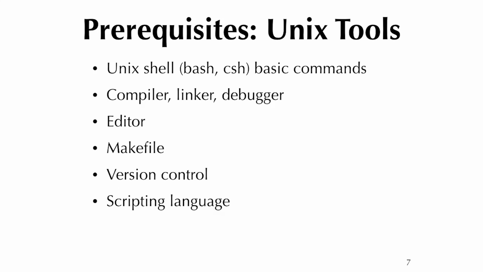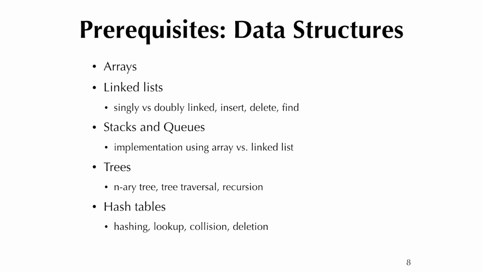Version control, well, you do it on your own. We use Git, but if you use SVN or some other thing, more power to you, but Git is okay. A scripting language can help. I mean, we don't require one, but we ask you to be able to learn it quickly. Data structures, certainly I mentioned those. Arrays, linked lists, stacks, queues, trees, hash tables. If any one of those words doesn't make any sense, please don't take this course.